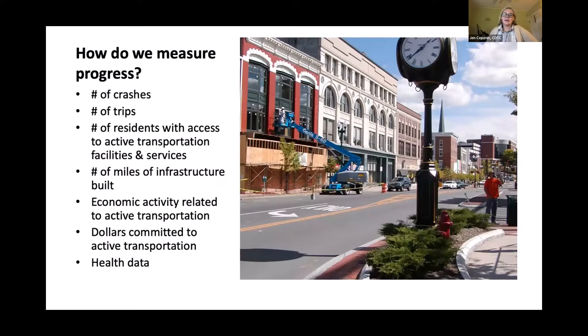So how does CDTC measure our progress in developing a connected and seamless network of active transportation facilities? CDTC collects, compiles, and monitors data over time to assess the performance of our transportation system. So we look at the number of crashes, the number of trips and how people are getting from point A to point B, the number of residents with access to active transportation facilities and services. So, how many people live within a quarter mile, a half mile of safe, well-maintained sidewalks or a trail or a bike lane or even a transit stop. The number of miles of infrastructure built.